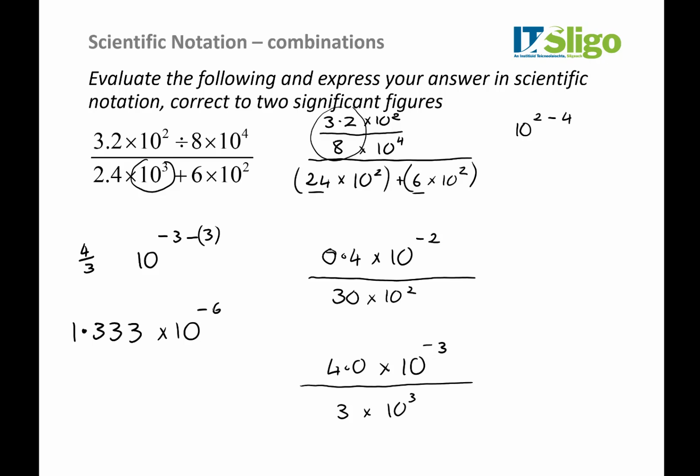Finally then, it asks us to write our answer correct to two significant figures. So we get 1.3 by 10 to the power of minus 6.